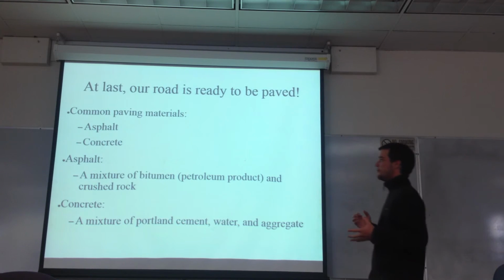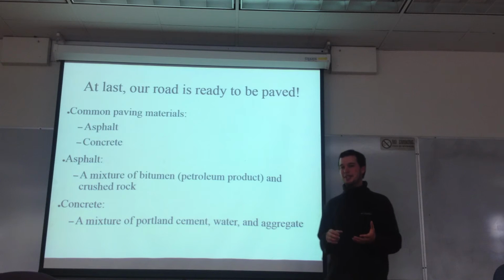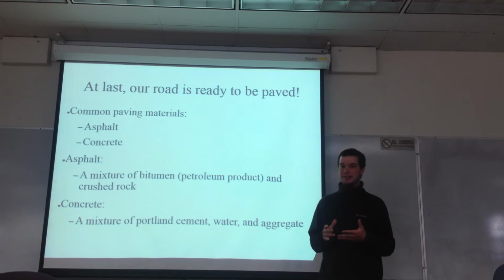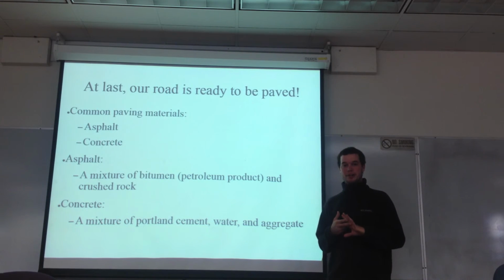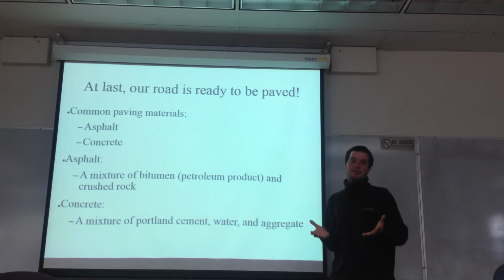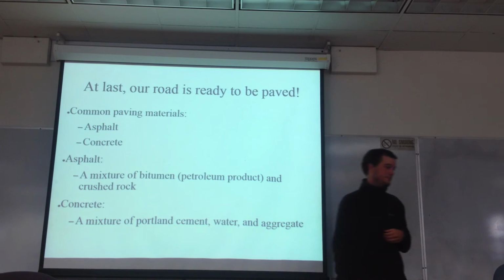So now we're ready for the fun part. We're ready to pave our road. Now, two common paving materials that we're all probably familiar with are asphalt and concrete. Asphalt is just a mixture of a petroleum-based product and crushed rock. It's like a tar that has rock in it. Concrete is a mixture of Portland cement, water, and aggregate. Aggregate just being a fancy word for stones. Now, since we're all familiar with asphalt roads more than anything, and since this presentation can only be 10 minutes long, we're just going to focus on asphalt.